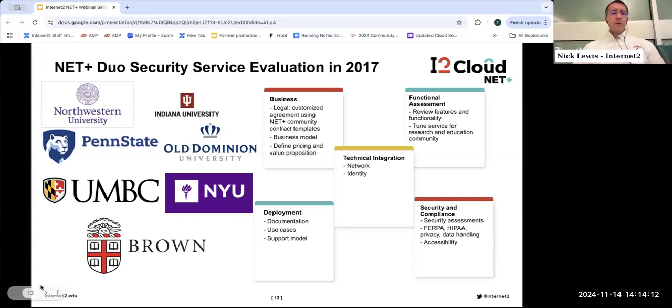You'll see the campuses that were involved in the service evaluation in 2017, and those were the campuses that were part of the service advisory board. And then let's see, next slide, please.